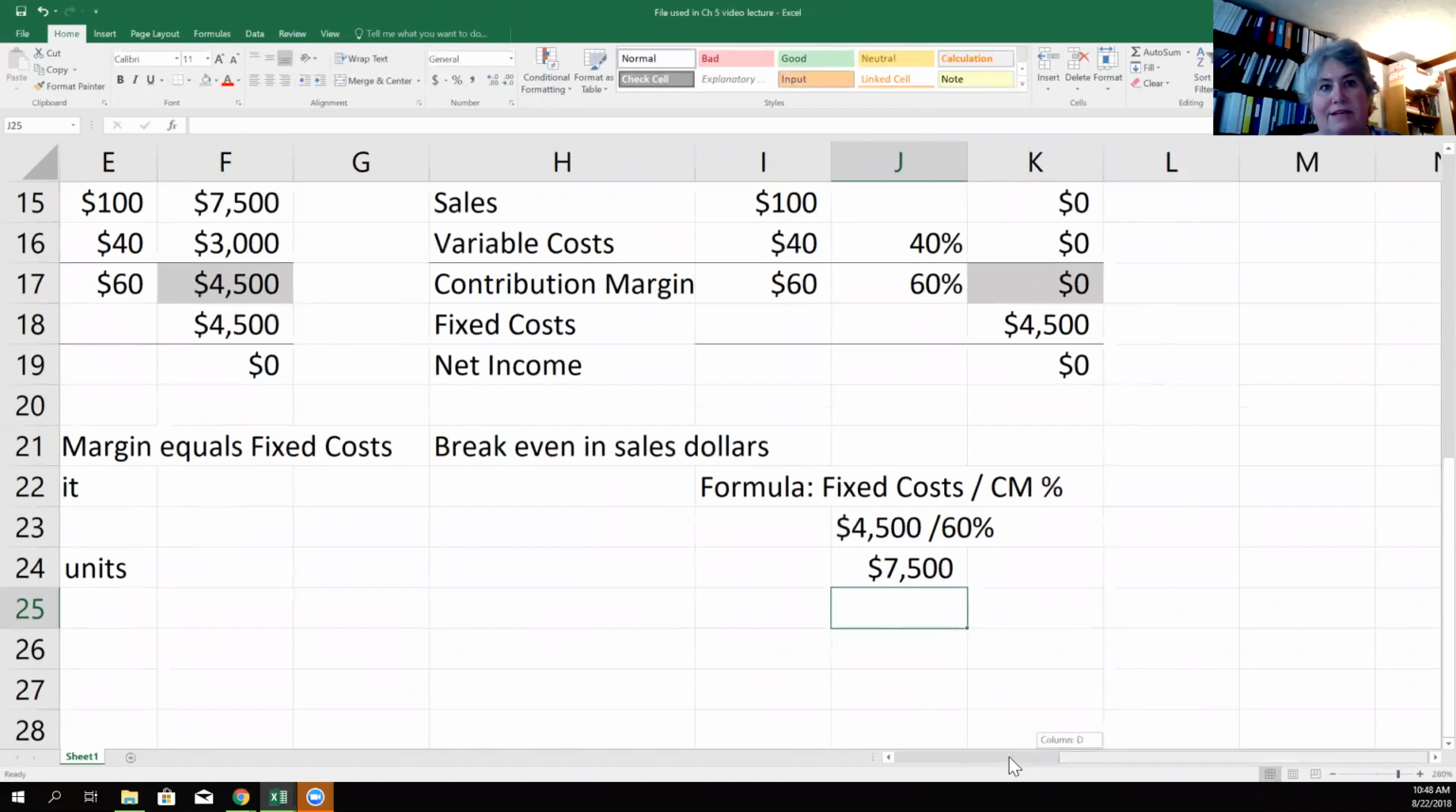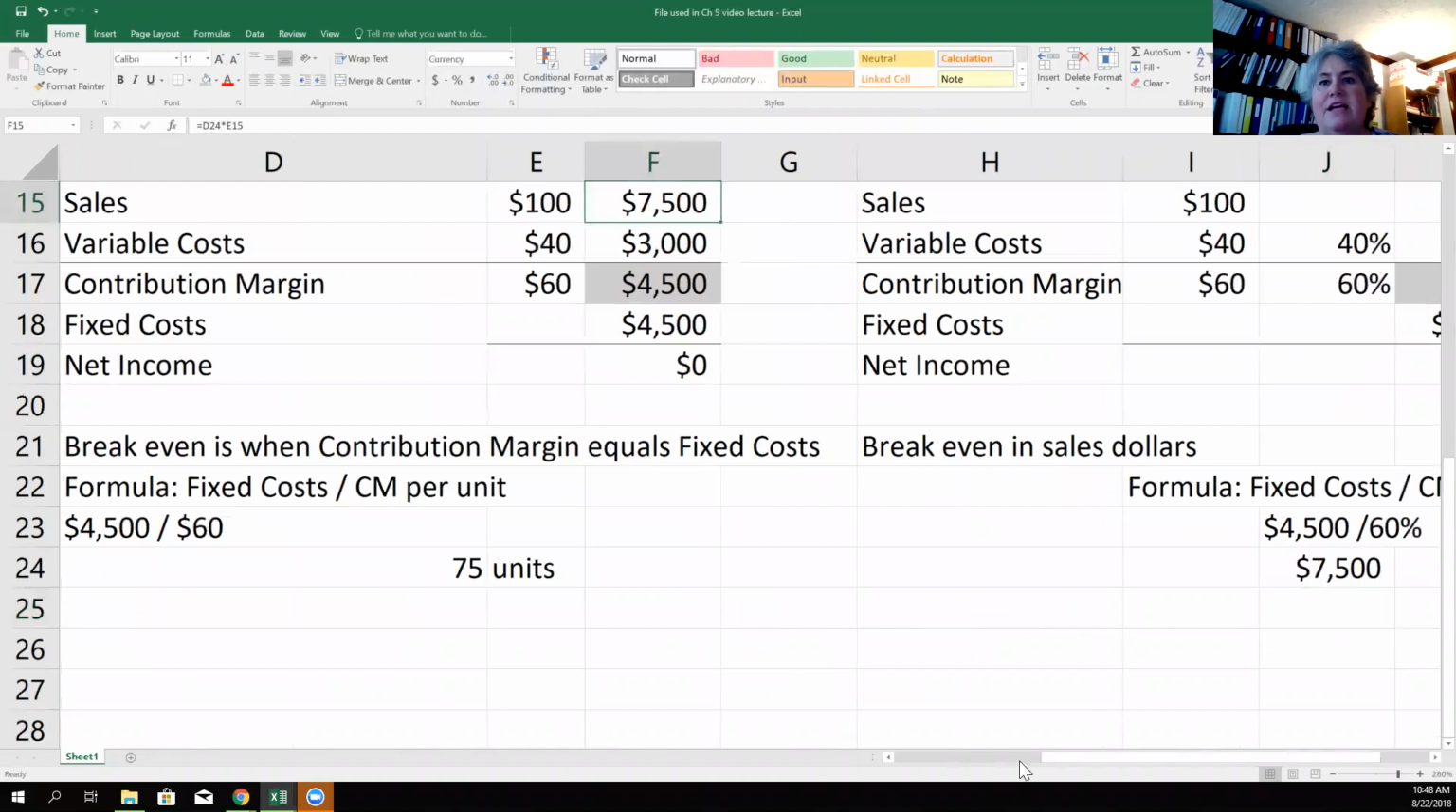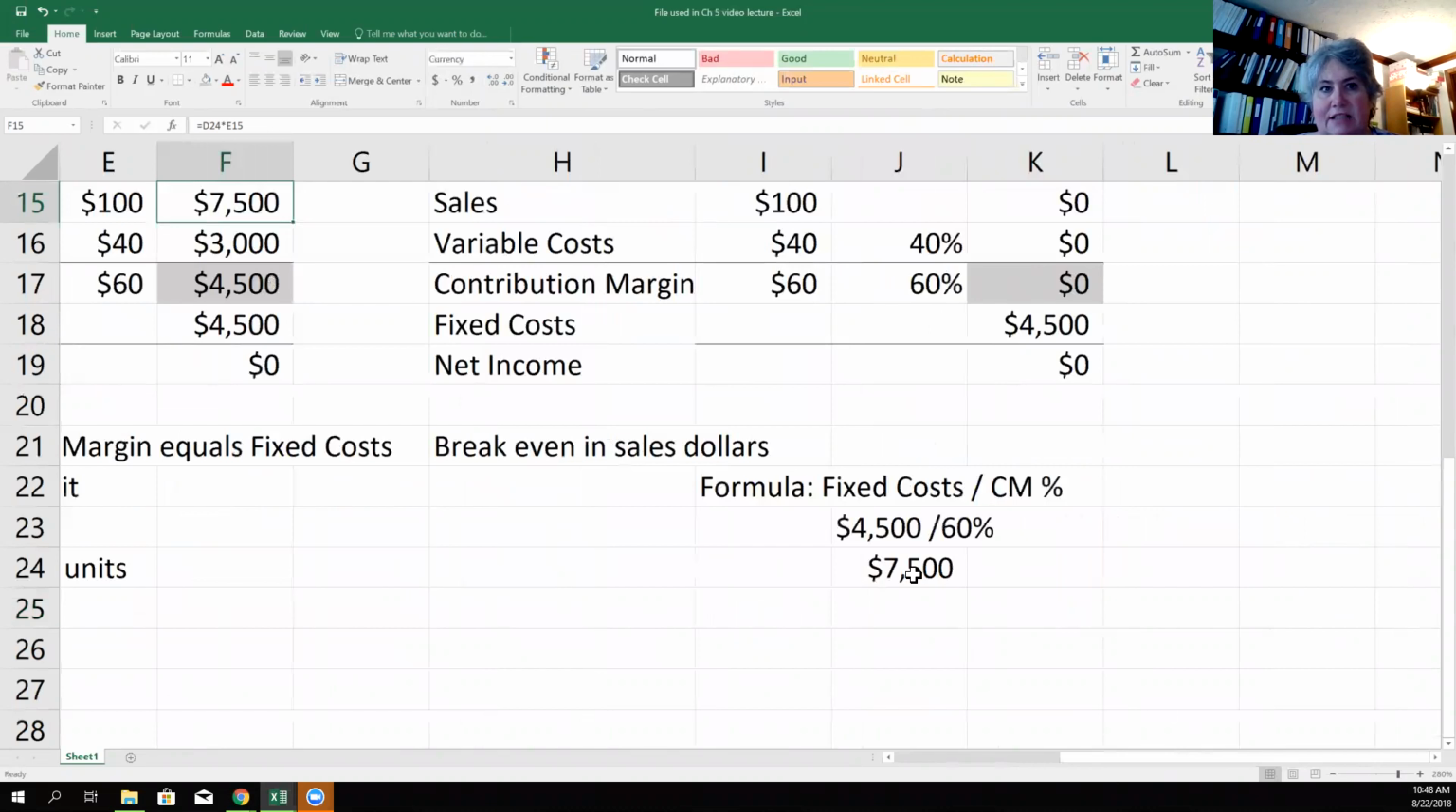I know you're probably saying, why do I care? I could have done that here and figured out it was going to be 7,500. These formulas will get you the same answer. One just directly tells you the number of units, and the other one directly tells you the sales dollar. But from one, you can get to the other one easy enough.